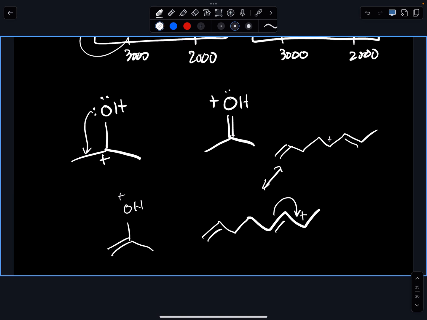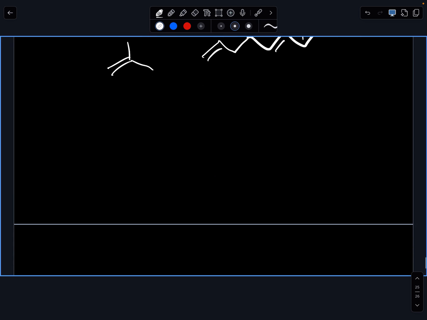And you can move it back and go back the other way. Those are the two resonance structures, back and forth. There are actually molecules that look like this, long chains like this.